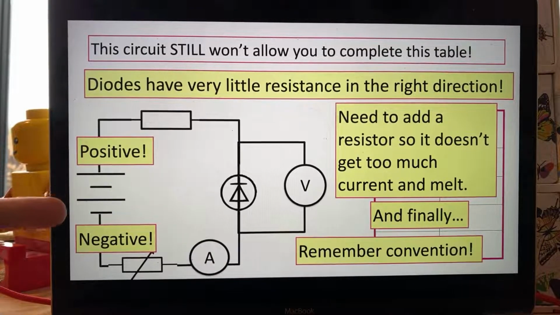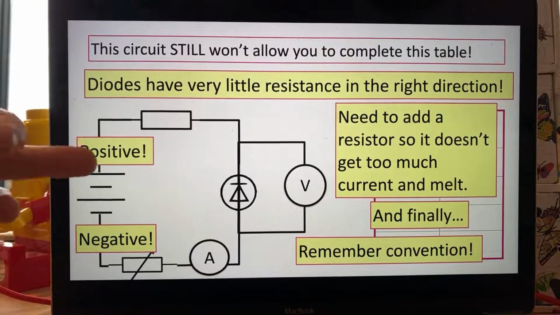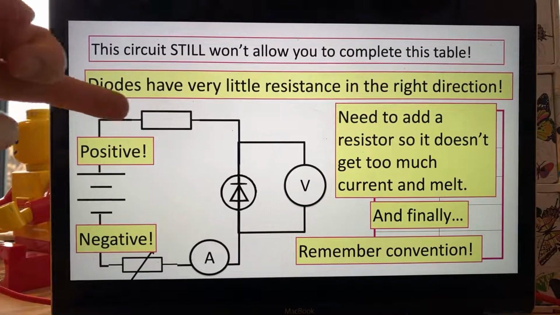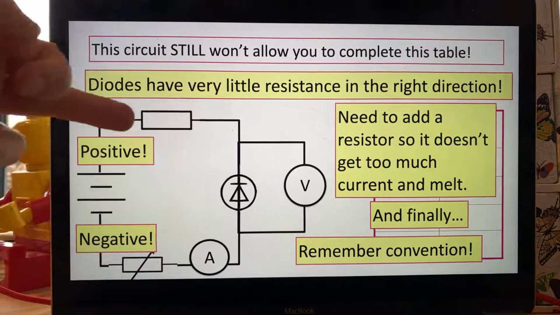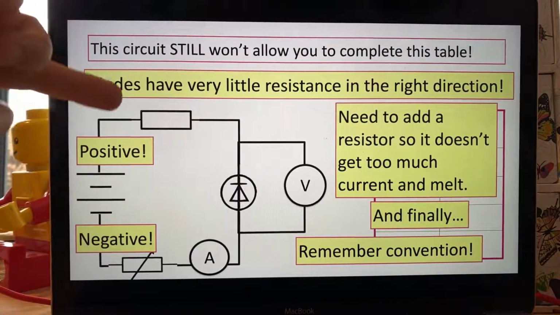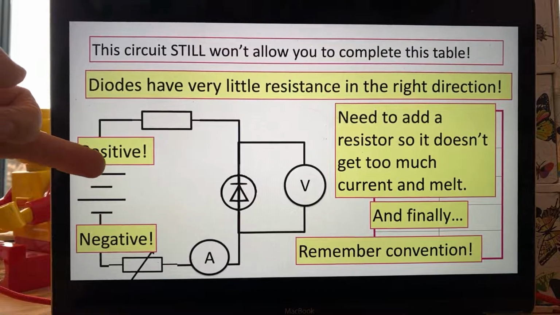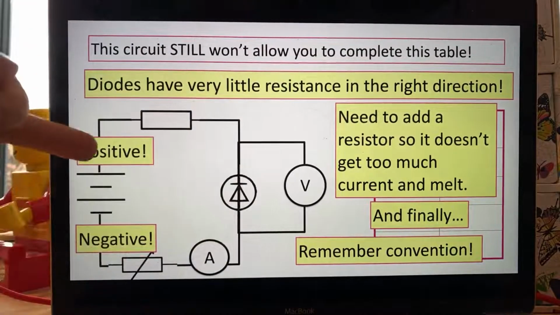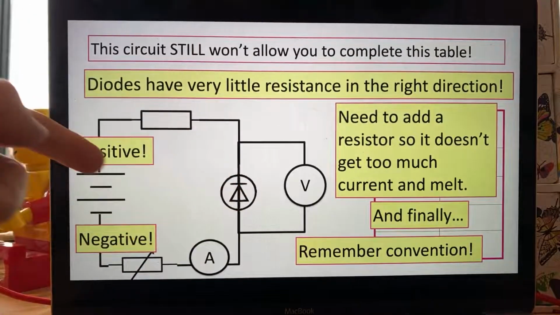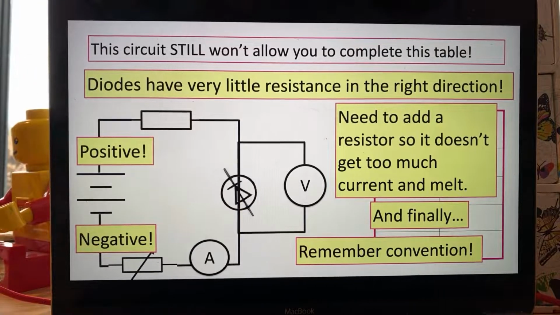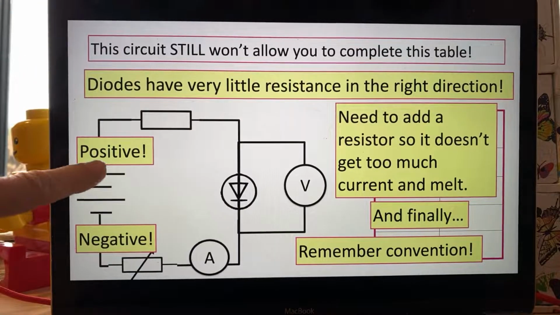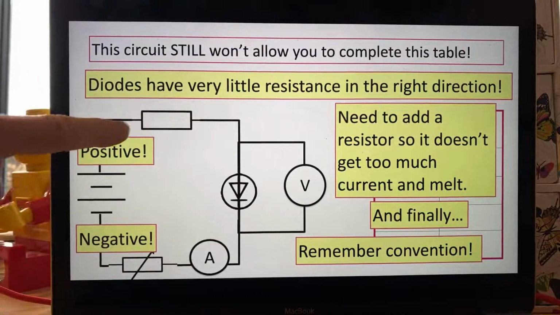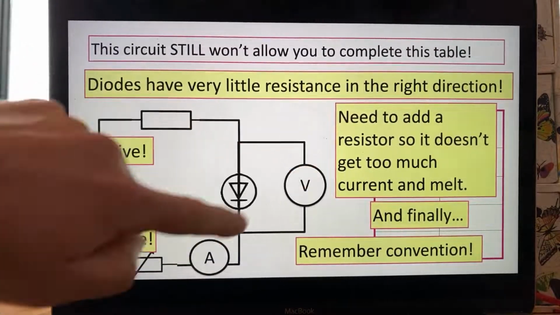And if you remember convention, we said last week how you say, it's not true, but you say that current flows from positive to negative, because when electricity was discovered, they didn't know about electrons. They just assumed that electricity was flowing from positive to negative. So that's how the symbol on the diode has been drawn. That's how the diode's been designed. We're going to have to turn the diode around. Now current is flowing from the positive to the negative through the diode in the right direction. Phew! So you will actually get readings.